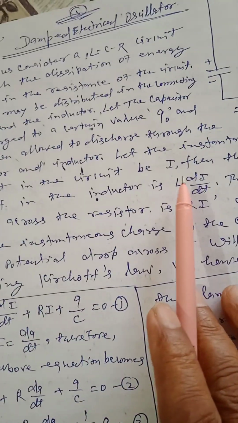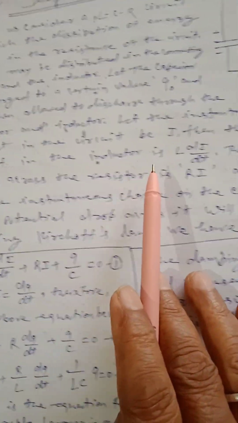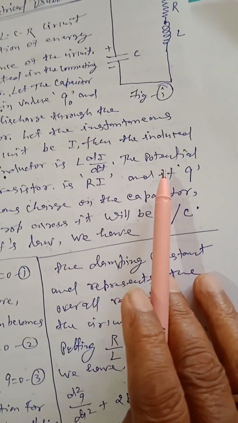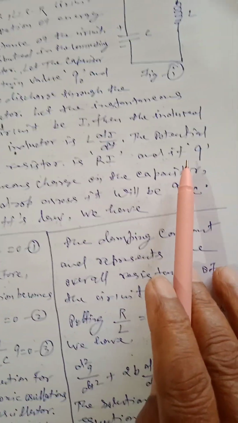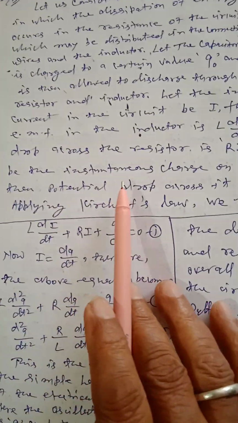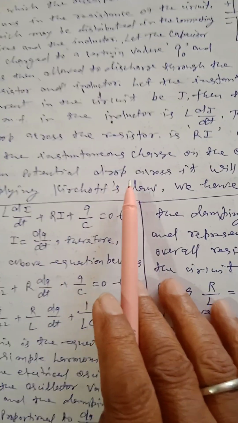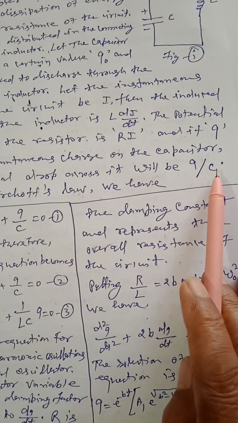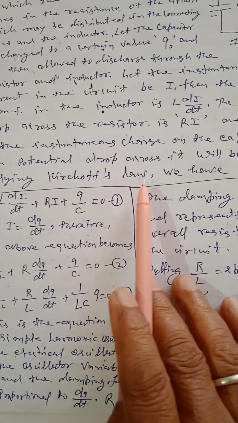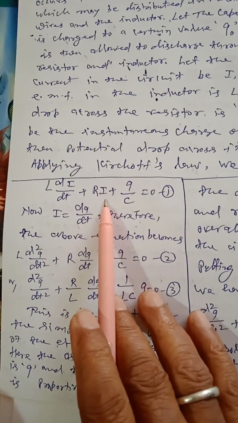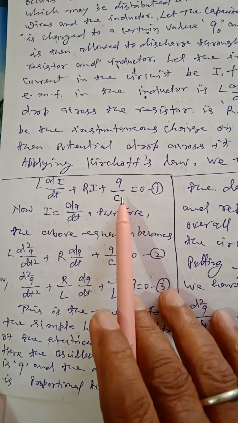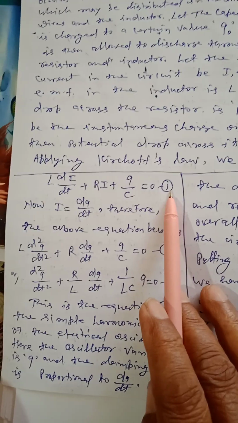in the circuit be I, then the induced EMF in the inductor is L di upon dt. The potential drop across the resistor is Ri, and if Q is the instantaneous charge on the capacitor, then the potential drop across it will be Q by C. Applying Kirchhoff's law, we have the equation L di upon dt plus Ri plus Q by C is equal to 0. This is equation number 1.